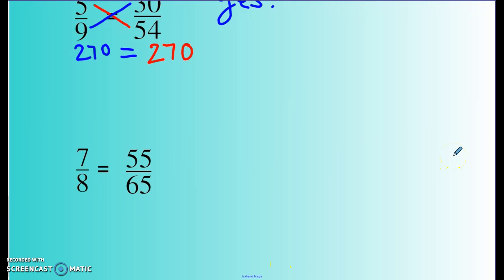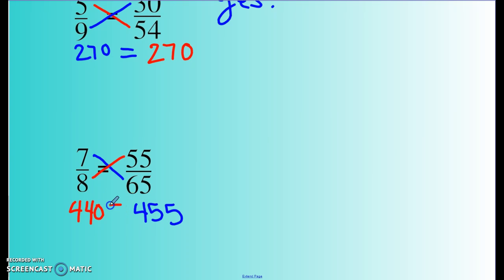So we're going to use that same cross multiplying. I'm going to start here with my 7, and I love just drawing this cross in here as a visual reminder. So 7 times 65, and I'm going to write my answer right down here. I get 455. And then my other side, we take 55 times 8, and I get 440.